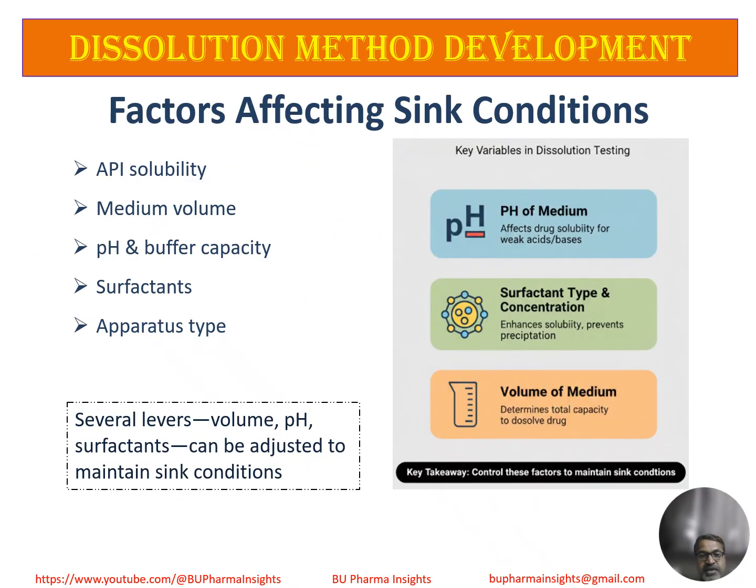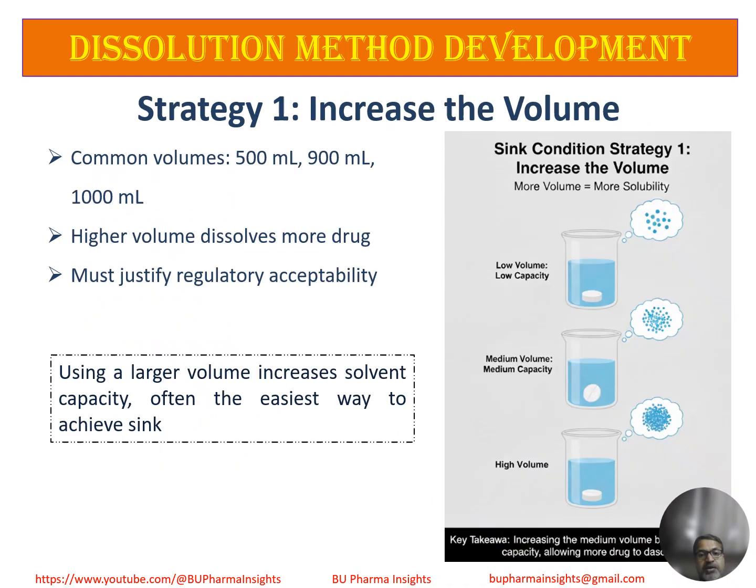API solubility is the primary driver of sink conditions. Even when solubility is low, sink conditions can still be achieved by adjusting medium volume, pH and buffer capacity, surfactant level, or by selecting a more suitable apparatus, such as USP apparatus 4. The goal is always to maintain true sink conditions without masking real formulation behavior.